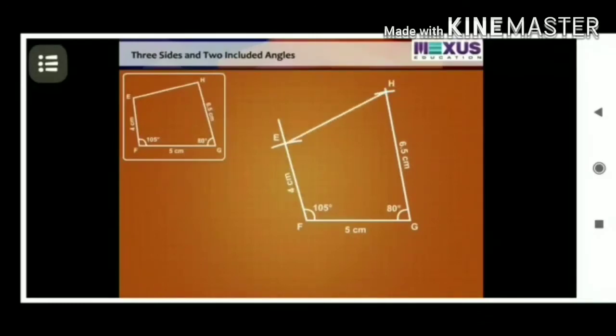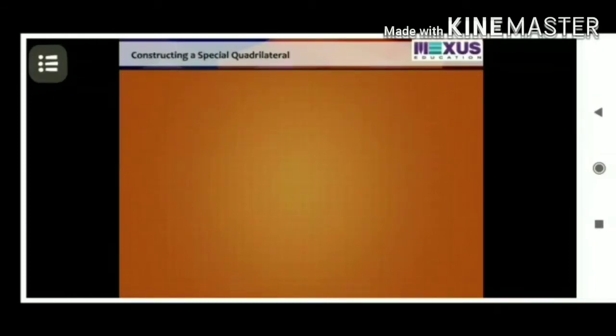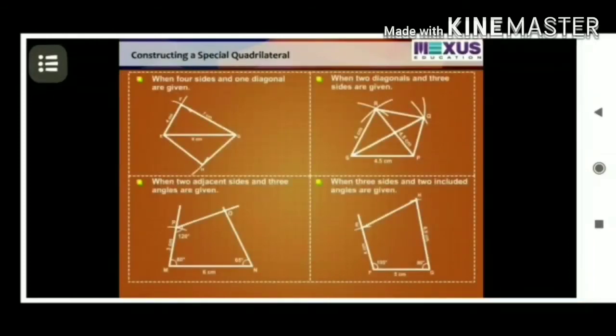Join EH and complete the quadrilateral EFGH. Hence, EFGH is the required quadrilateral. Till now we have seen constructing a quadrilateral using 5.